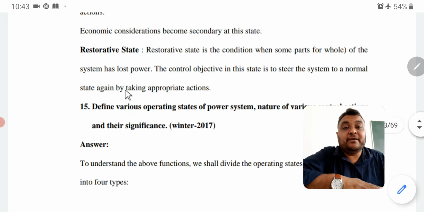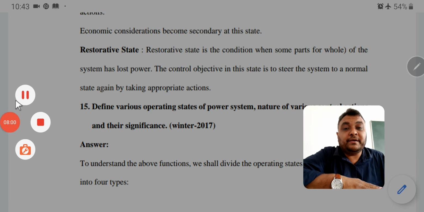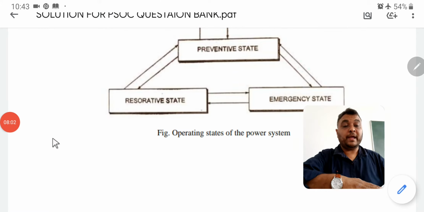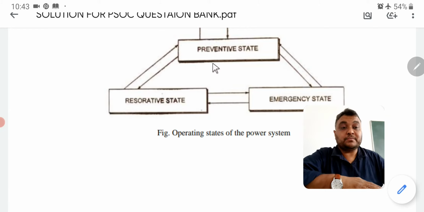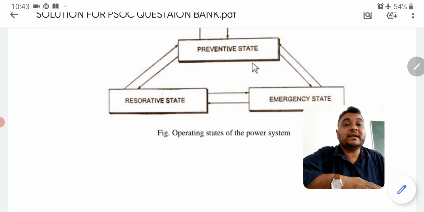So I hope now you can understand the three states of power system security: what is considered in the preventive state, what is considered in the emergency state, and what is considered in the restorative state. In summary, in the preventive state we are trying to prevent problems from being created.